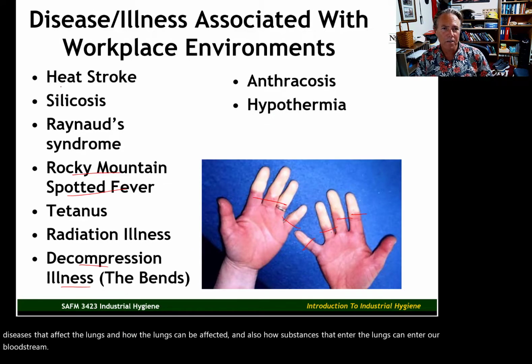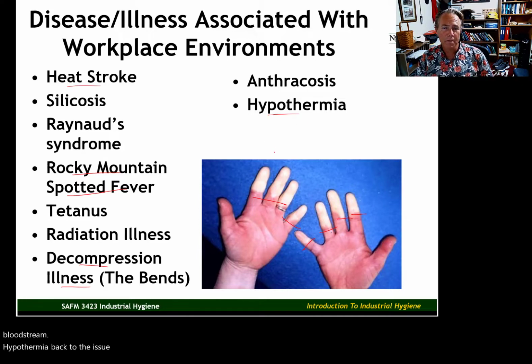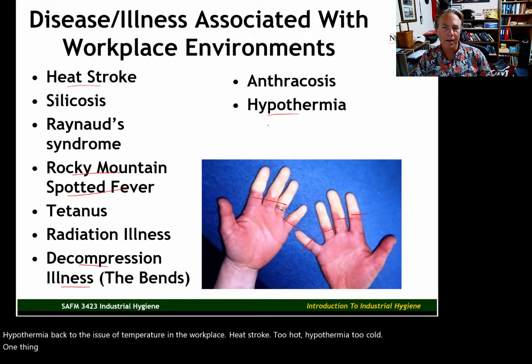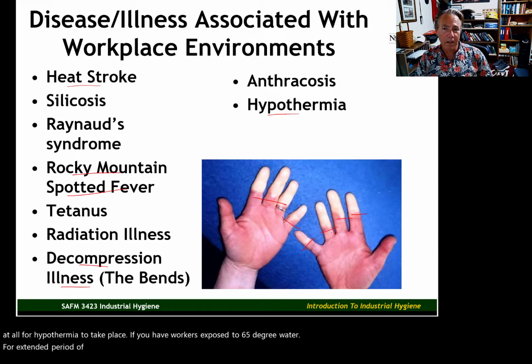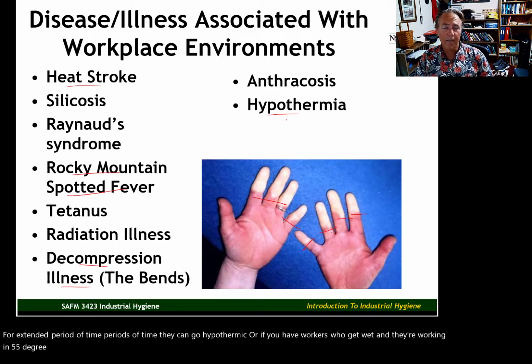Hypothermia, back to the issue of temperature in the workplace. Heat stroke, too hot. Hypothermia, too cold. And one thing about hypothermia that we'll talk about, it doesn't have to be really cold. It doesn't have to be freezing temperatures at all for hypothermia to take place. If you have workers exposed to 65-degree water for extended periods of time, they can go hypothermic. Or if you have workers who get wet and they're working in 55-degree air with a wind, they can go hypothermic also. But more on that later in the semester.